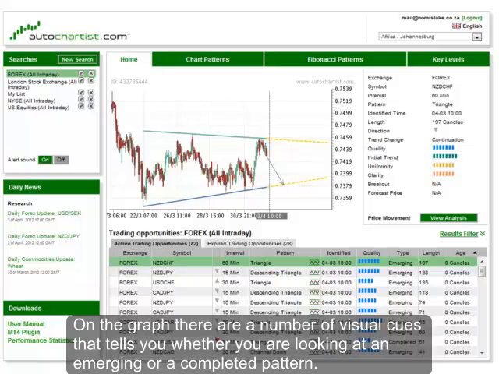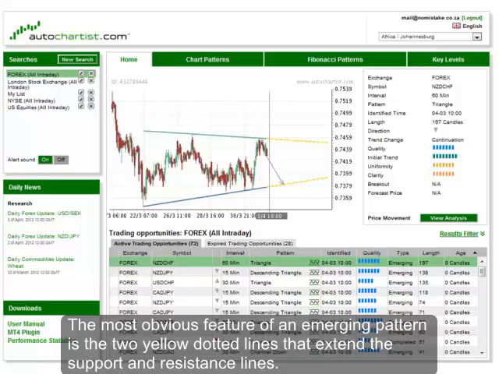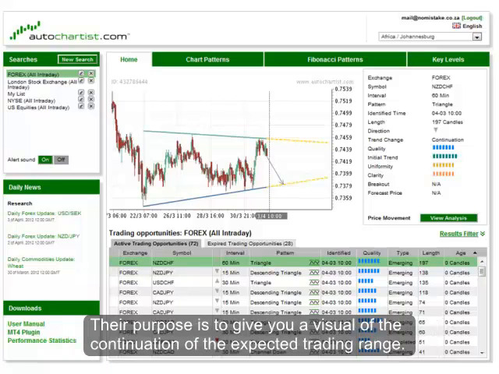On the graph there are a number of visual cues that tell you whether you're looking at an emerging or a completed pattern. The most obvious feature of an emerging pattern is the two yellow dotted lines that extend the support and resistance lines. Their purpose is to give you a visual of the continuation of the expected trading range.